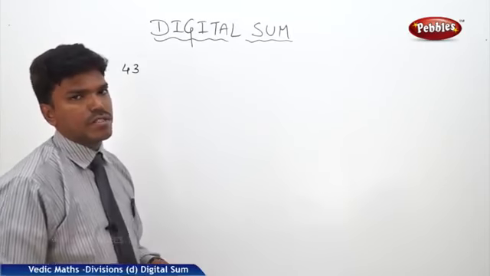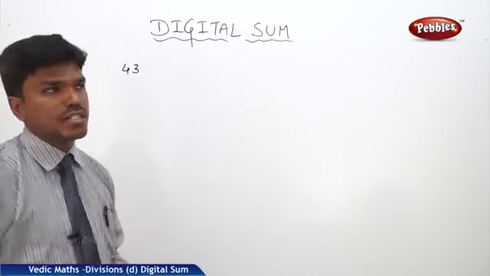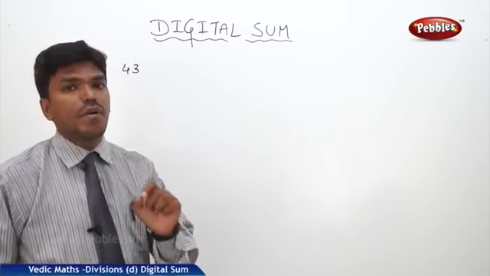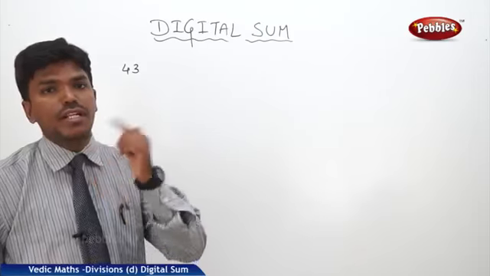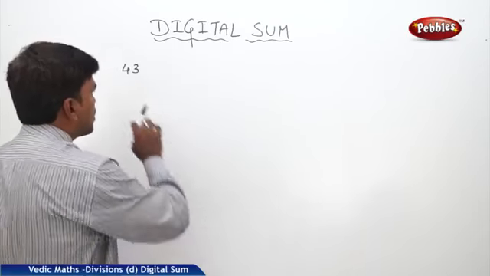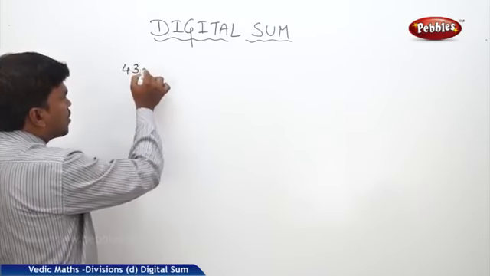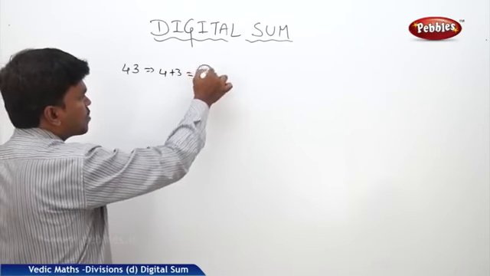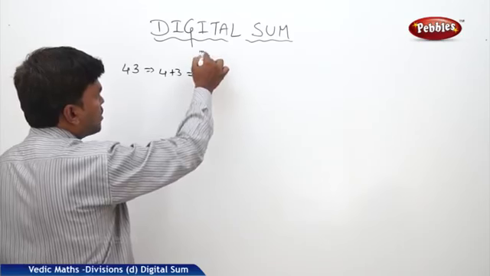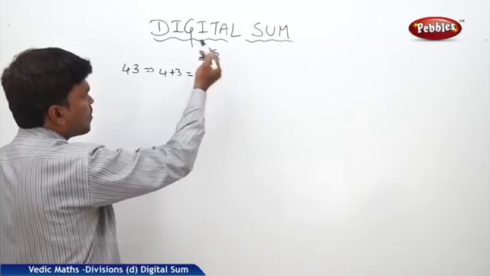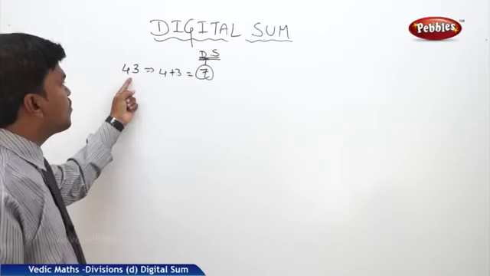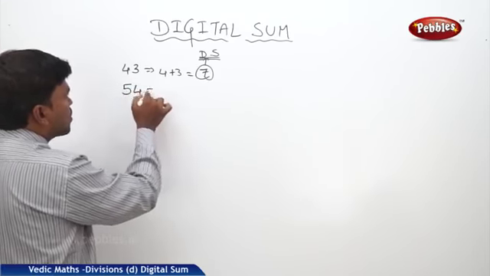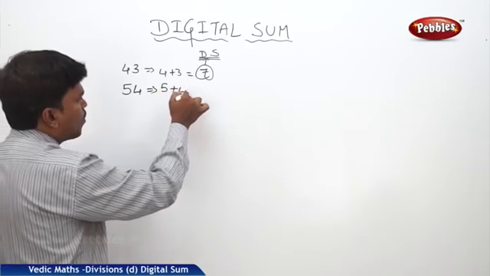43, a number is there, and if you want the digital sum of this number, digital sum is nothing but simply the sum of the digits in a number until you get a single digit. Now what is the digital sum of 43? It's simply 4 plus 3, how much? 7. So 7 is my digital sum. Digital sum of the number 43 is 7. 54. What is the digital sum of 54? 5 plus 4, 9.